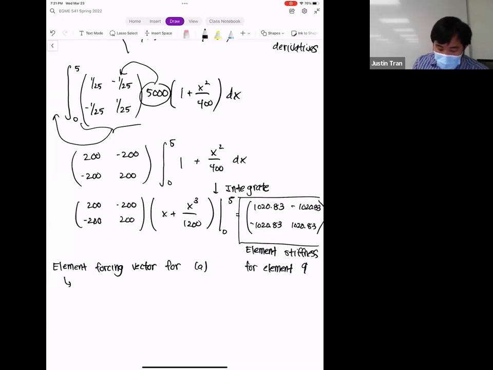If you remember from last class, this element forcing vector is a fairly new thing, and we didn't deal with this before with trusses and beams. This is to express any kind of nodal forces that we're applying on our element. There are two contributions to the element forcing vector. The first contribution comes from the body force term. In this problem, we do have a body force, and so we're going to have a contribution from that.